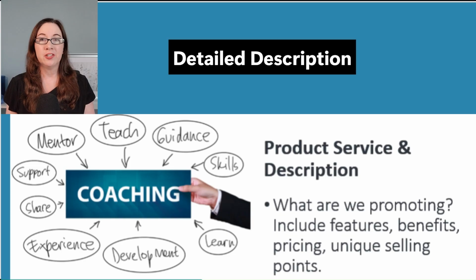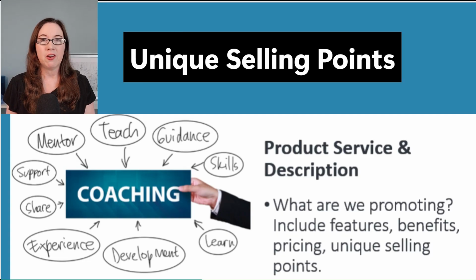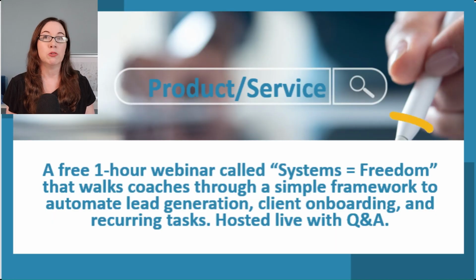Next, give a detailed description of what you're promoting. This is another opportunity to emphasize key benefits and your unique selling points. In our example, you can see that it talks about how the system equals freedom. Freedom is definitely a key benefit word, especially for this target audience. And simple is always a good benefit. And it also mentions 3 known pain points for coaches that they can help with: lead generation, client onboarding, and recurring tasks.